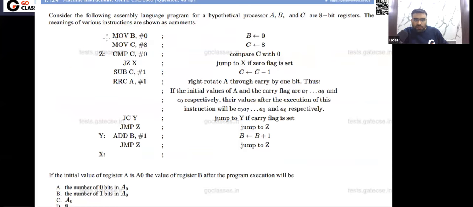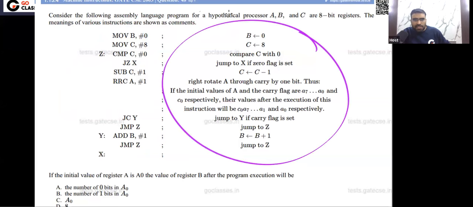So you can see what this instruction means. This instruction means move B, 0, means this value 0 you put in the register B. So you can see this meaning is already given to you, that the register B now contains the value 0. This instruction means that in the register C you put the value 8. This instruction is the compare instruction, compare C with 0. Like this, you can see these assembly language instructions are given to you and their meanings are also given to you.